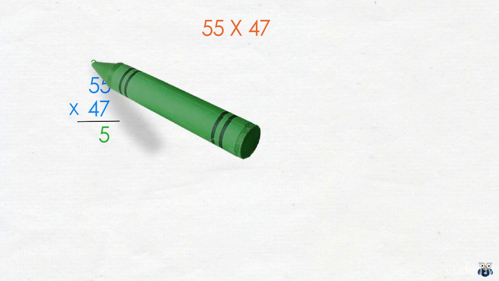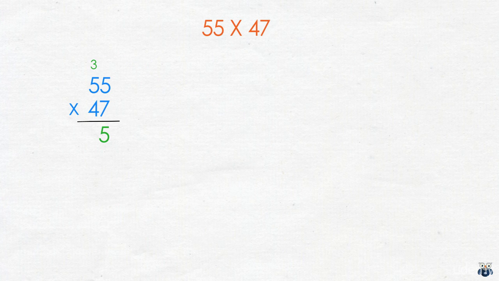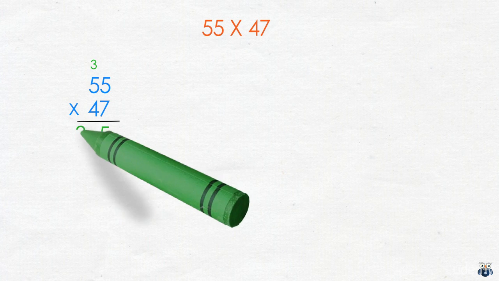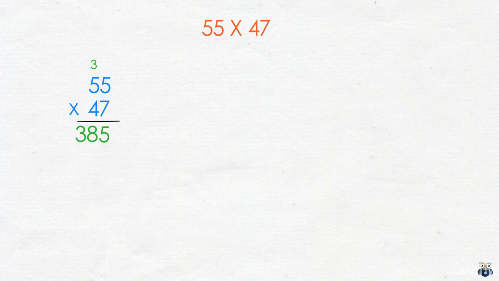5 sevens are 35 and we carry over the 3. 5 sevens are 35 again, adding the 3 we get 38.